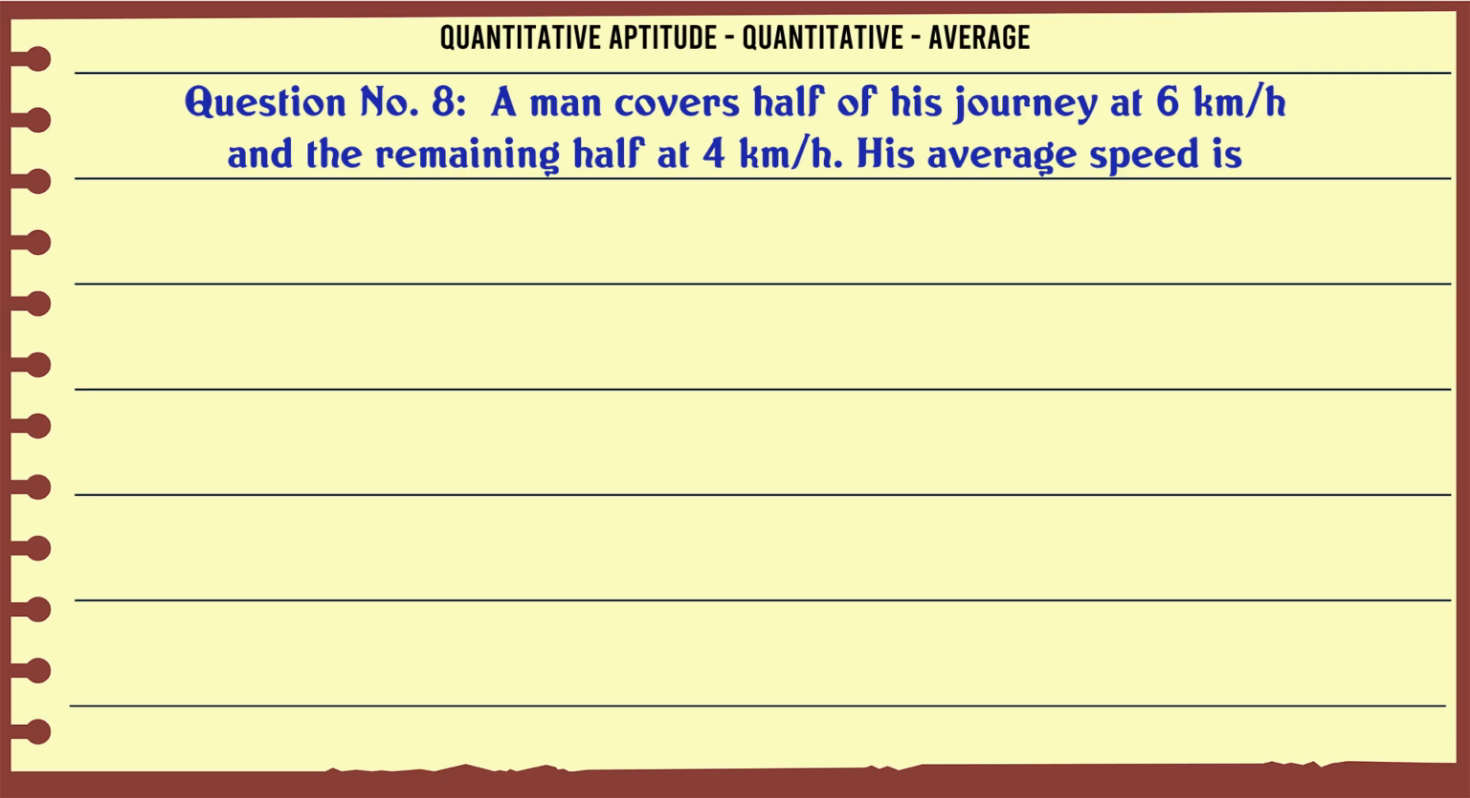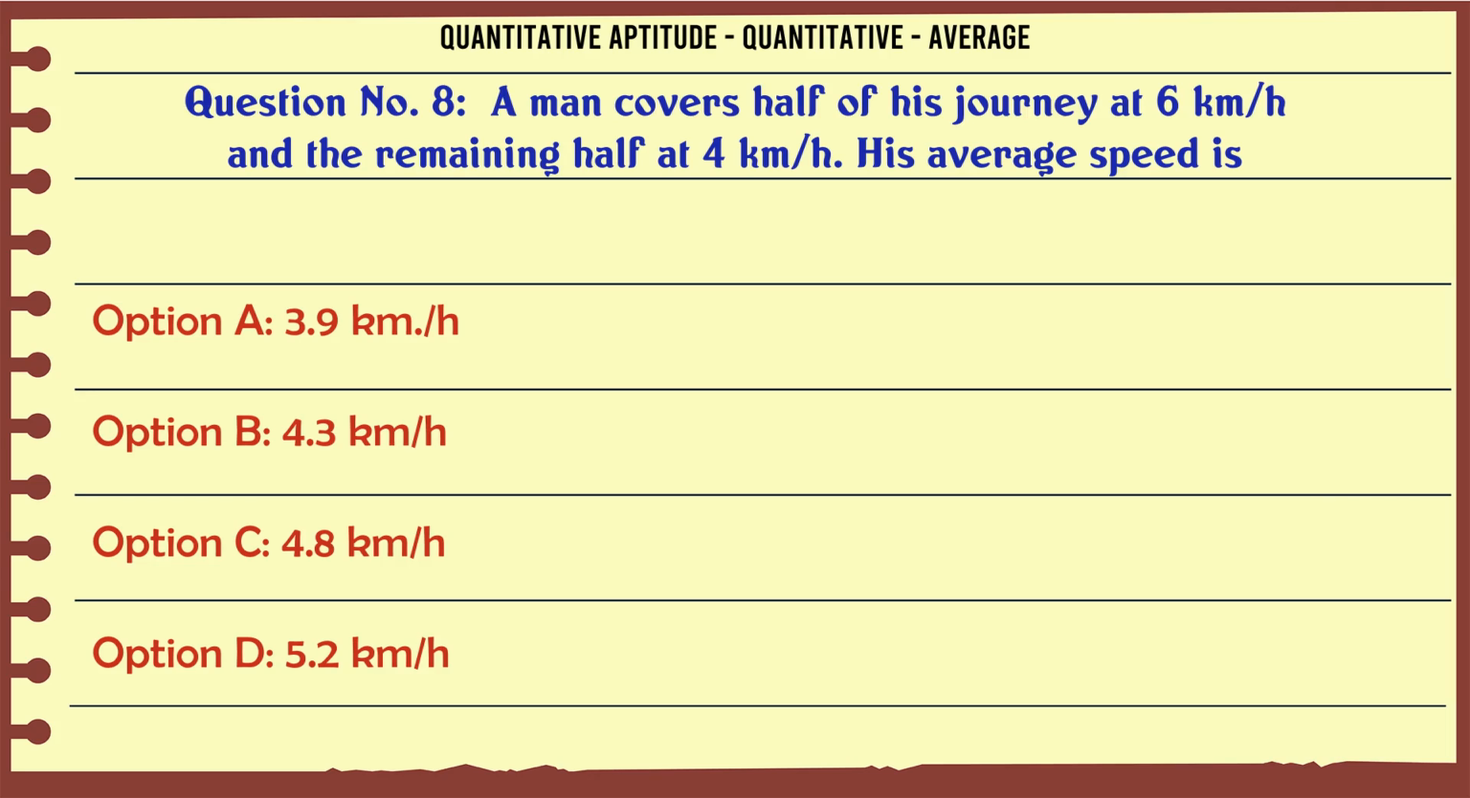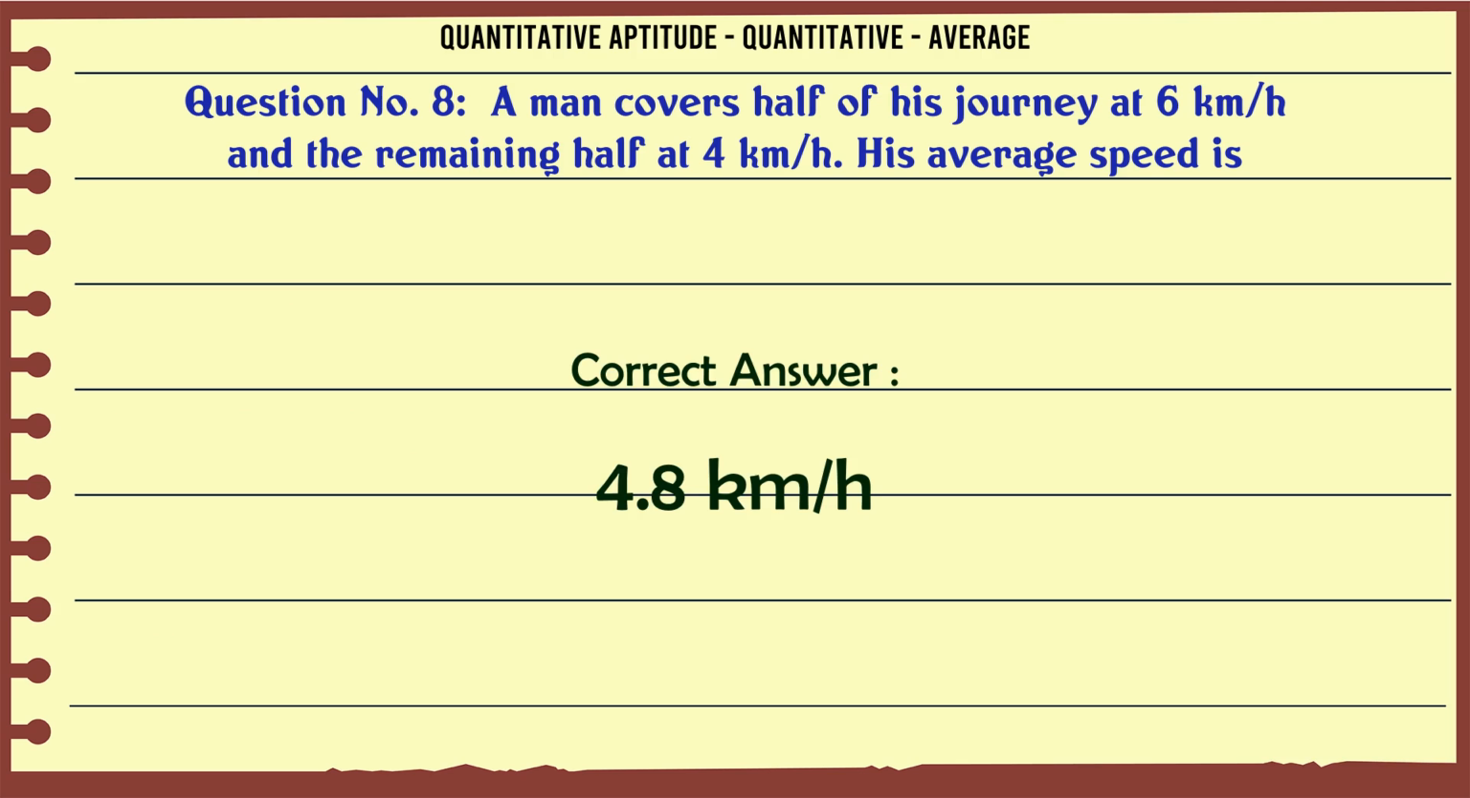A man covers half of his journey at 6 km/h and the remaining half at 4 km/h. His average speed is A 3.9 km/h. B 4.3 km/h. C 4.8 km/h. D 5.2 km/h. The correct answer is 4.8 km/h.